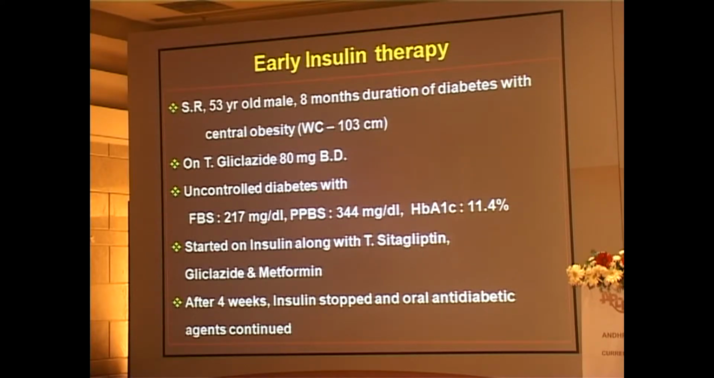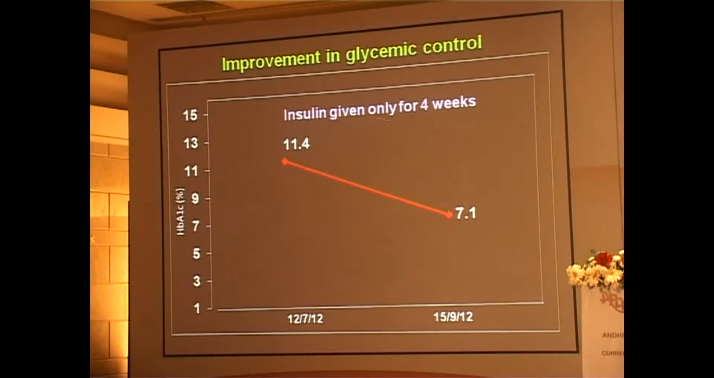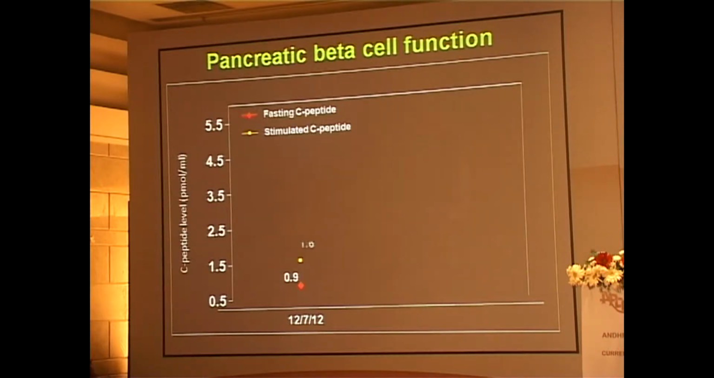So what we did was, we said, for every agent that we're going to use, maybe we'll get a 1% reduction in A1C. So we said, let's add sitagliptin to this because of the claimed benefits on beta cell function. We added metformin because we said otherwise something for insulin resistance, glycoside. After 4 weeks, insulin was stopped. The A1C came down to 7.1. And what we found was that the fasting C-peptide improved from 0.9 to 1.4. And the stimulated C-peptide almost made a complete recovery like a person with normal glucose tolerance. So here is a patient who we thought the beta cells had gone, which had completely changed.